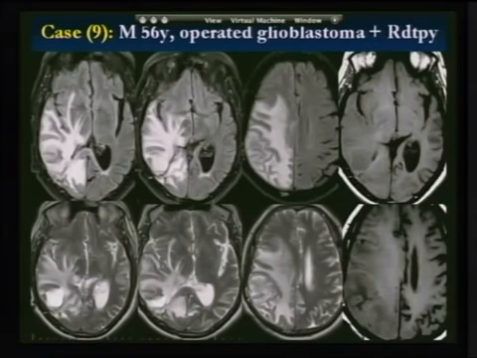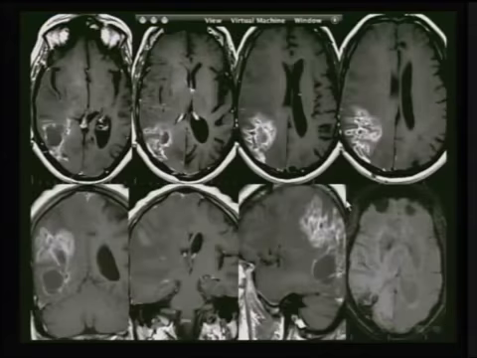Another patient, 56 years old, was operated before for glioblastoma and treated by radiotherapy. Two years later, he is coming for epilepsy. And along the bed of the operated tumor, we can see that there is a heterogeneous area with mass effect, hypointense on T1, and exhibiting different patterns of enhancement following contrast administration.